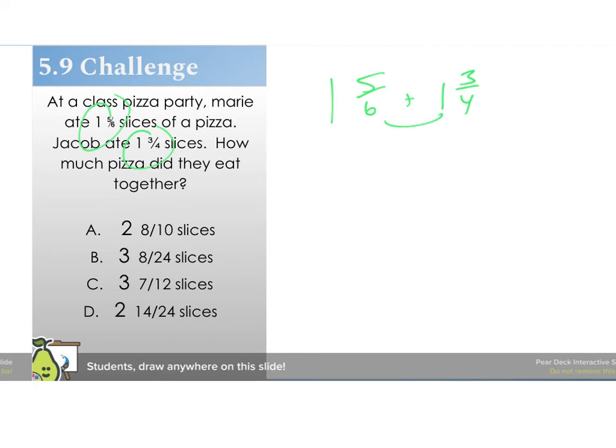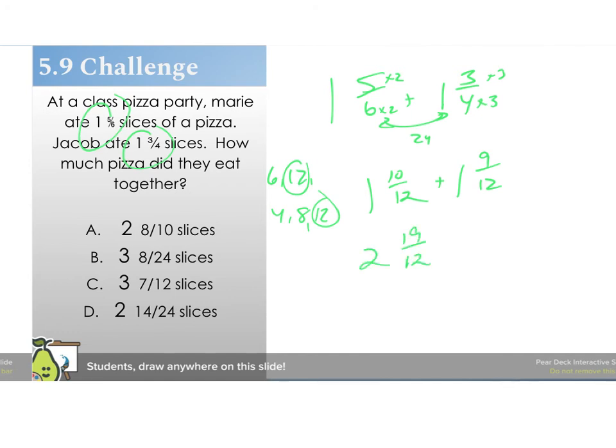Now, you could multiply 6 and 4 to get to 24, but I know that 6, 12, and then 4, 8, 12, they have a common denominator of 12. So instead of multiplying them together, I'm going to multiply to make this 12. So it's 1 10 12ths. Multiply this by 3. So this is 1 9 12ths. So adding them together, it would be 2 19 12ths.